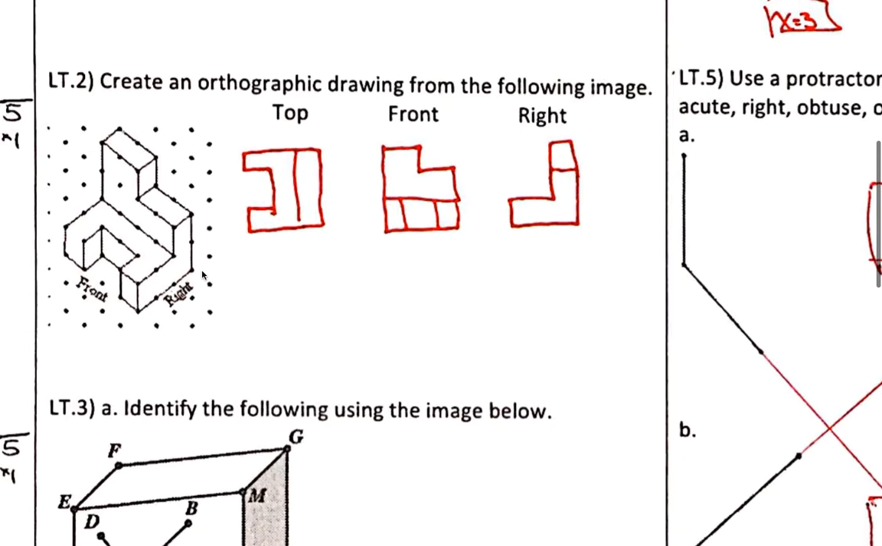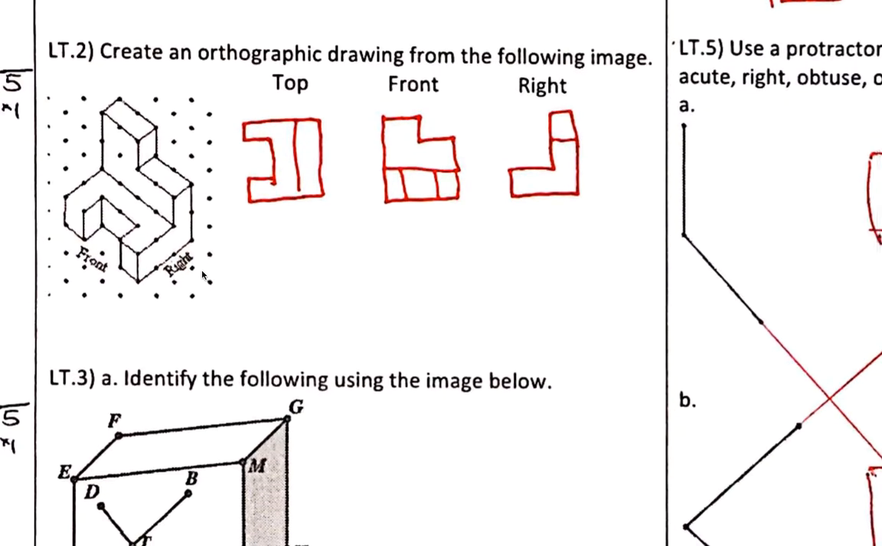Learning target 2 was creating orthographic drawings, and that meant you need to draw it from the top, the front, and from the right. So from the top, you're going to see this kind of backwards C right here, which is this part right here. And then you're also going to see this section right here, and that would be this section right here.